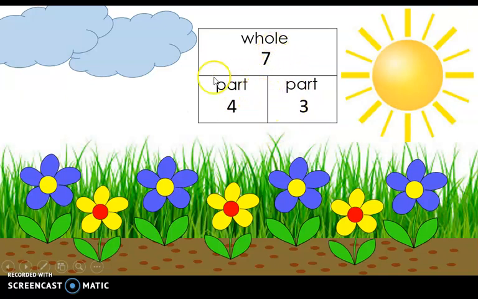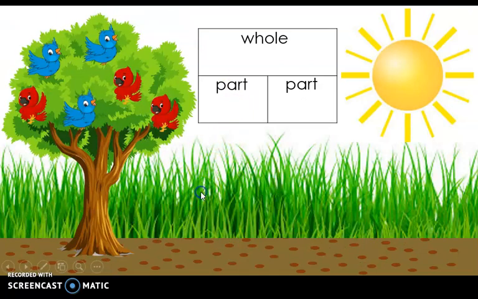If I wanted to write that in a math sentence, an addition equation, I would write it like this. 4, for the blue flowers, plus 3 for my yellow flowers equals the total amount of flowers in my garden, which is, everyone? 7. So for this garden, part, part, whole is 4, 3, and 7. Thumbs up if you're like, okay, I kind of get that. Awesome. Let's try another one, okay?